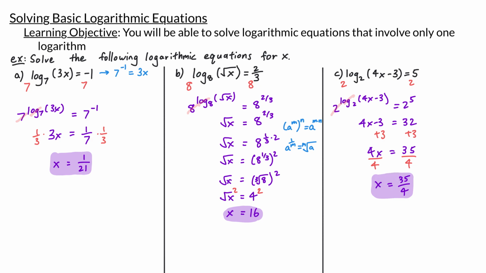So in this video, we learned how to solve some basic logarithmic equations. The key takeaway is that exponentiation is the inverse to logarithms. So if you want to undo a logarithm, you exponentiate both sides of the equation using the same base.